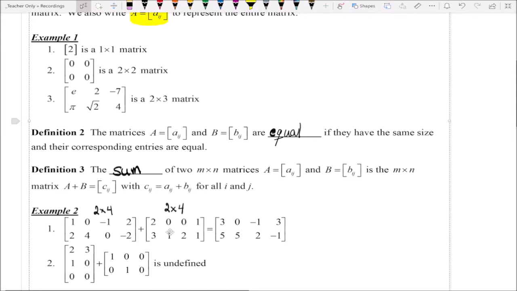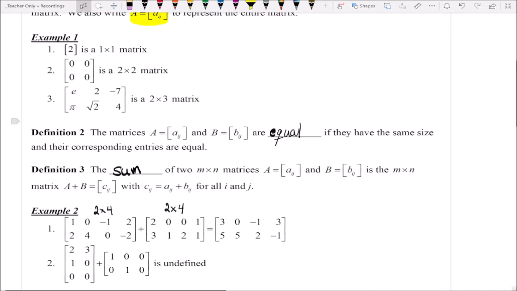And look, to determine each entry, 3 is 1 plus 2. Then we have 0 plus 0 is 0. Negative 1 plus 0 is negative 1. 2 plus 1 is 3. 2 plus 3 is 5. 4 plus 1 is 5. 0 plus 2 is 2. Negative 2 plus 1 is negative 1. So it's basic arithmetic. You're just adding the corresponding entries, which will usually, at least in this course, be real numbers, numbers we're used to dealing with.